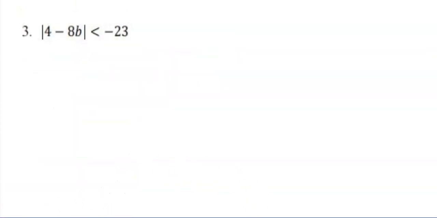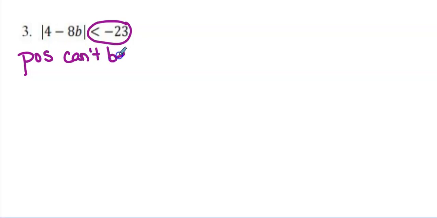Okay, so going back to the original steps that we had, the first one was isolate the absolute value. It's isolated. The second one was determine whether it can actually happen. Well, an absolute value has to be a positive number, and everything less than 23 is a negative number. So a positive number can't be less than a negative number. So we'll just say positive cannot be less than negative. So the answer here is no solution. So we would just do that.